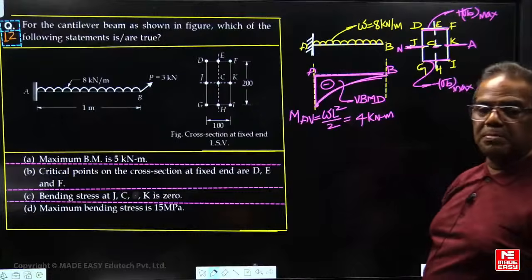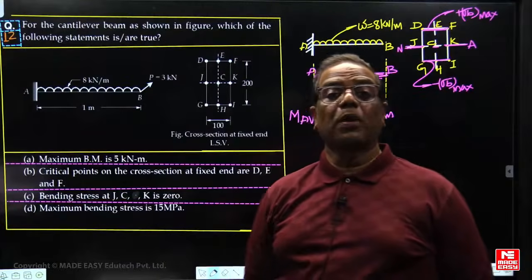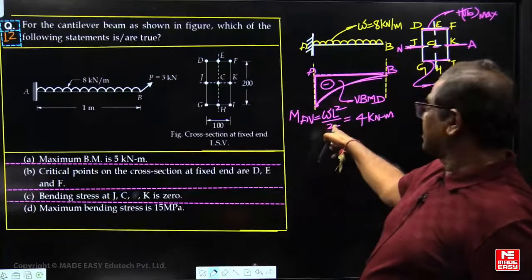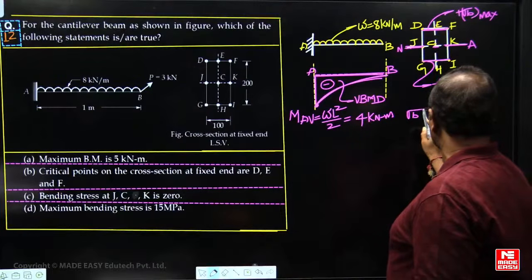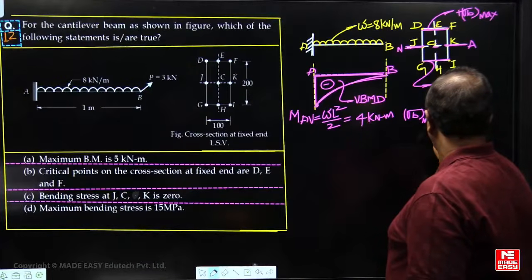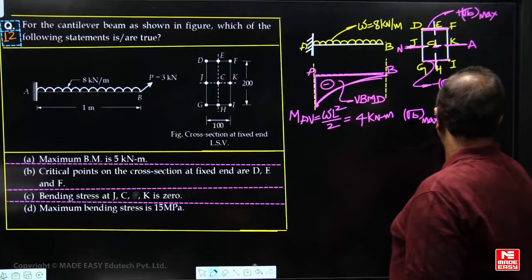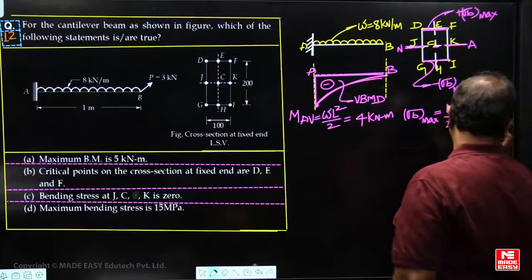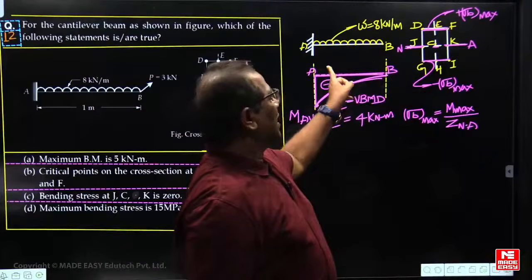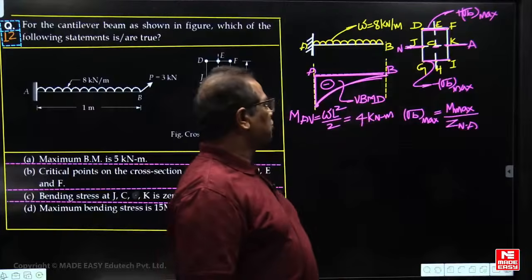Now to find out sigma B max, M max upon section modulus. M max is known. Now you can find out sigma B max. M max upon section modulus about the neutral axis. Which is the neutral axis now? HCA. Now you can substitute it.